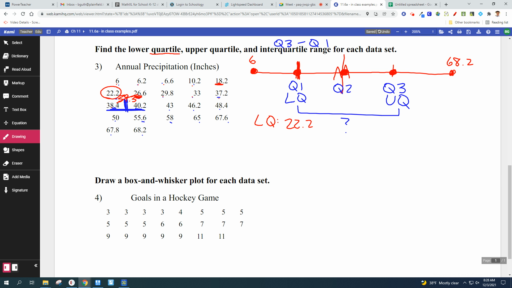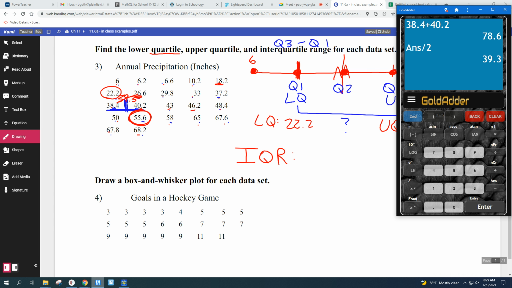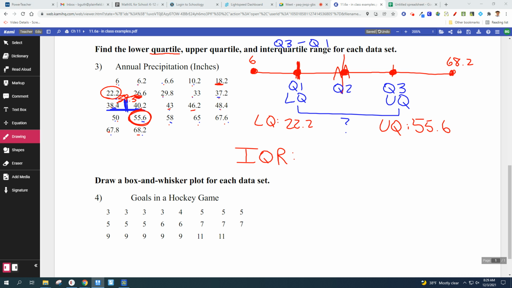So then the top half, you've got 1, 2, 3, 4, 5, 1, 2, 3, 4, 5. This would be the middle of the upper half of numbers. That's your upper quartile, 55.6. For the interquartile range, all we're going to do is subtract those two numbers. So 55.6 minus 22.2, 33.4. Okay.